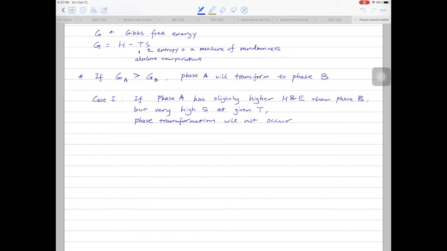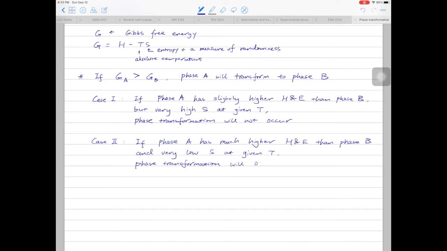In the second case, again, we have the enthalpy or internal energy of A that is greater than B. And in this case, the enthalpy of A is much greater than that of B. Meanwhile, the effect of entropy is insignificant. In this case, the enthalpy effect will prevail and the phase transformation from A to B will take place. Taken together, whether phase transformation will happen or not depends on the Gibbs free energy, and it is not solely dependent on the internal energy or entropy.